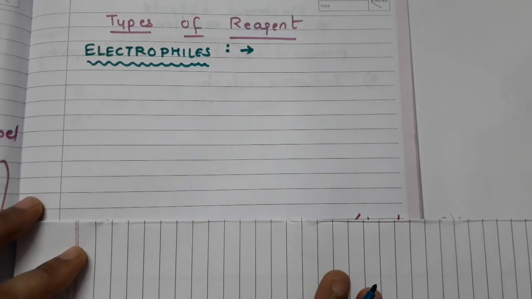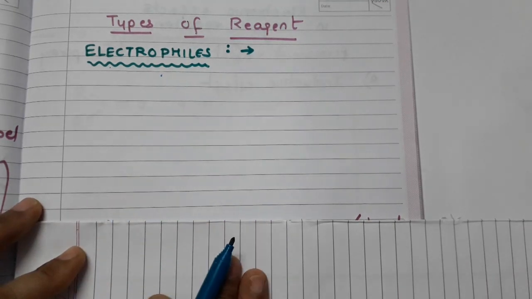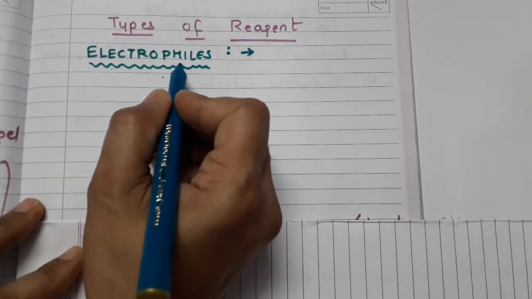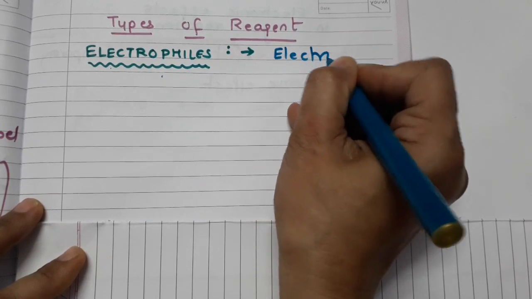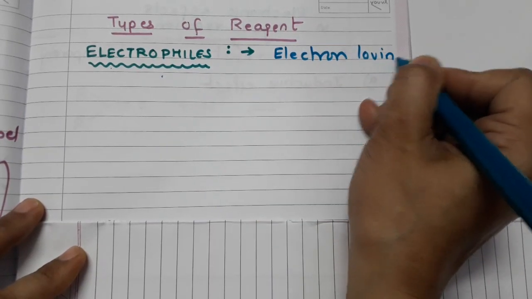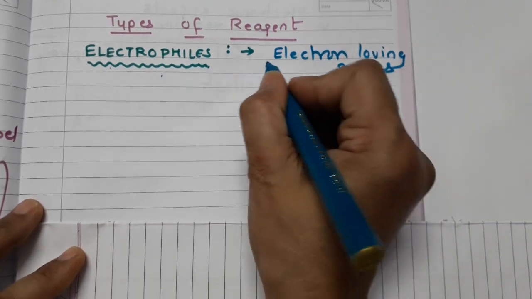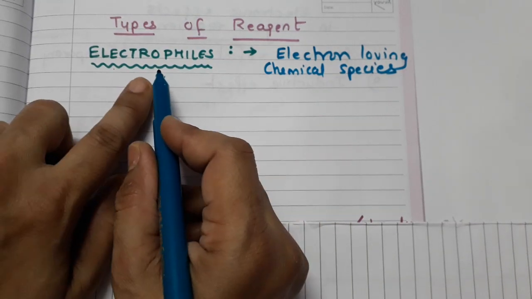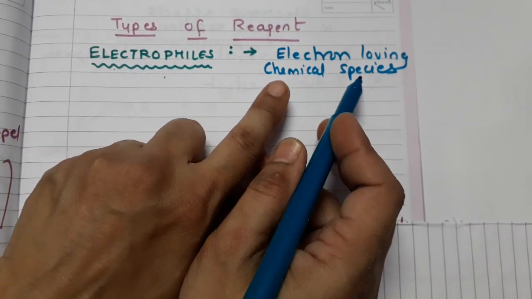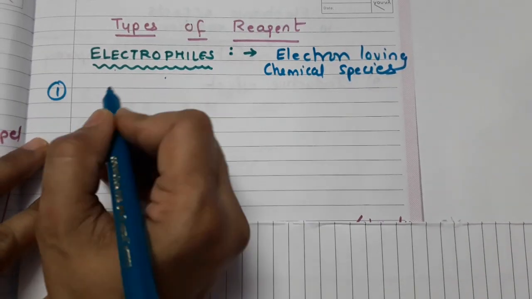In this video, we are going to study what we mean by electrophiles and nucleophiles. Now, electrophiles, what you have to remember is these are electron loving species. These are electron loving chemical species. It means they will always be attracted towards the species which is having electron. Now, electrophiles are of two types.